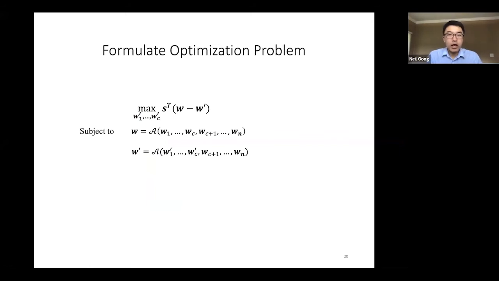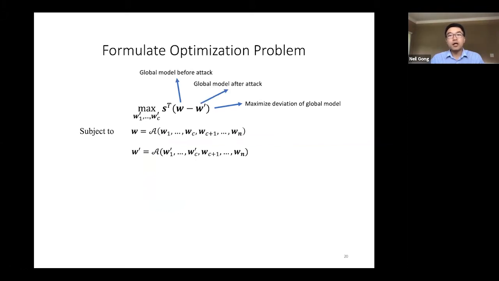Technically, we formulate our local model poisoning attack as this optimization problem. The objective function is to maximize the deviation of the global model in some iteration. W is the global model before attack. W prime is the global model after attack. S is the update direction of the global model before attack.